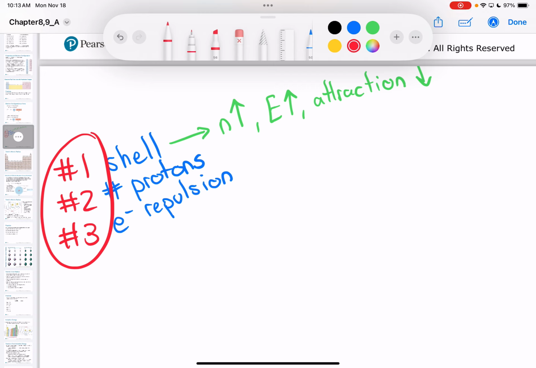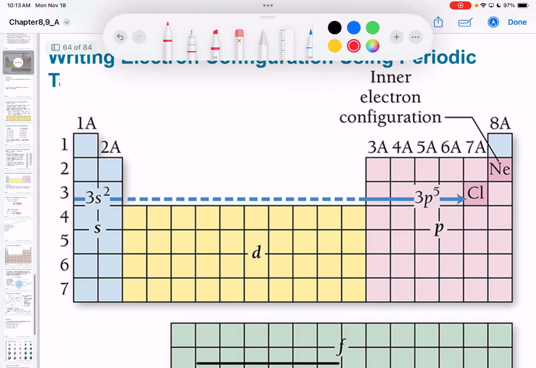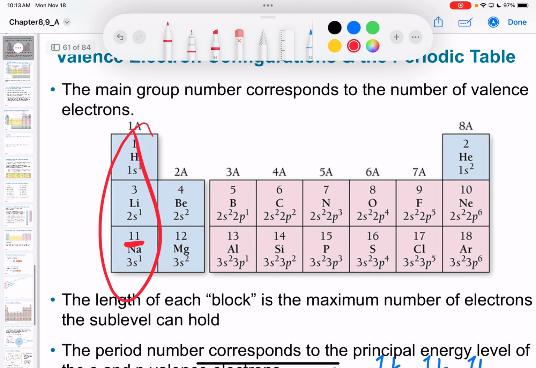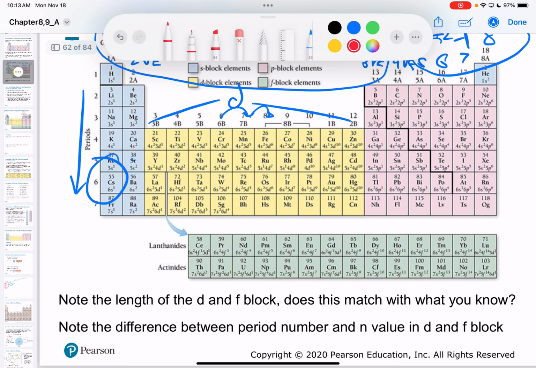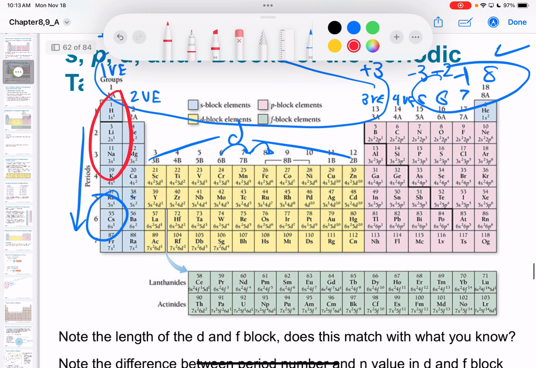Okay, the second thing is the number of protons. We only look at that if we're in the same shell. So for example, instead of comparing hydrogen, lithium, sodium, let's compare lithium, carbon, and fluorine. I'm just pulling up a periodic table.